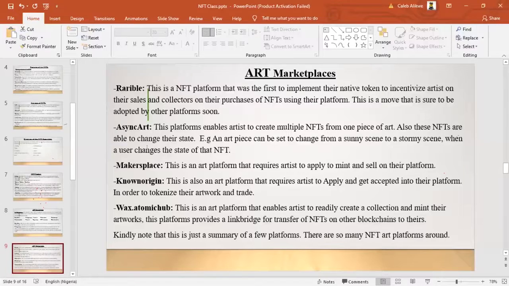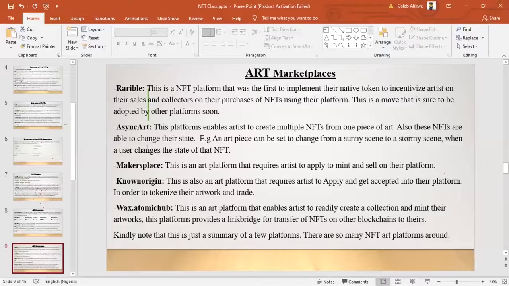Then Async Art. This platform enables artists to create multiple NFTs from one piece of art. Also, these NFTs are able to change their state. So on Async Art, you can create an artwork, and the feature is you can input a certain feature on the artwork that enables people to change certain things. Like an art piece can be set to change from a sunny scene to a stormy scene when the user changes the state of the NFT.